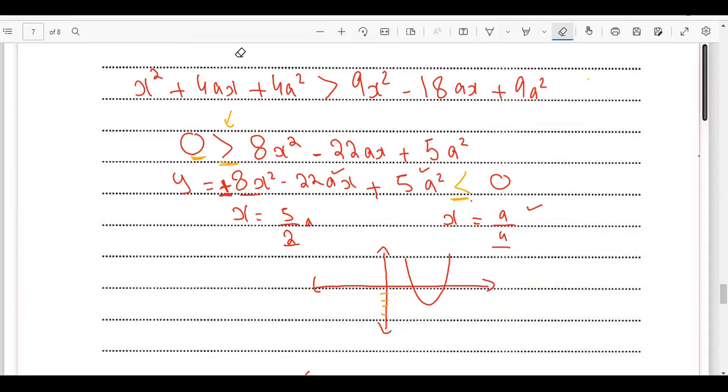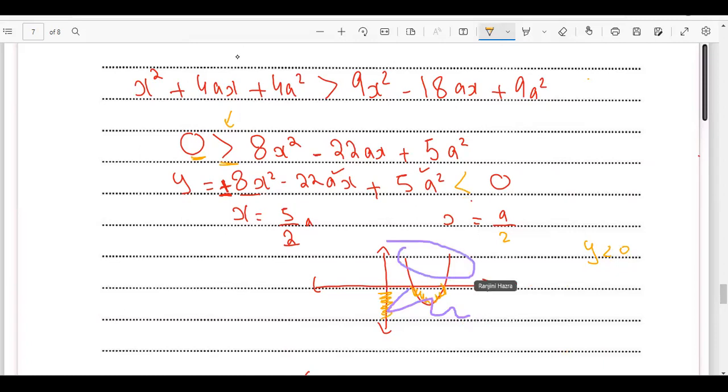It will be from a by 4 to 5 by 2. Very good, excellent. Okay, because y is less than 0, these points, this is a by 4, and this is 5 by 2. One second. Less than 0 means this area, and greater than 0 means this area.